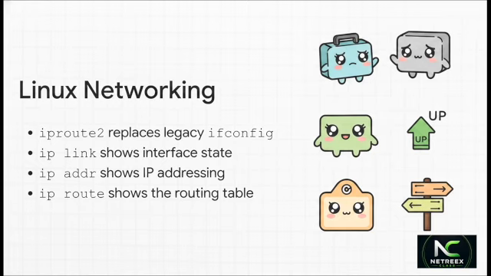network. ip link shows you if your layer 2 interfaces are up or down. ip address shows you the layer 3 IP addresses assigned to them. And ip route prints out the routing table, showing you exactly how that Linux box is going to forward traffic.